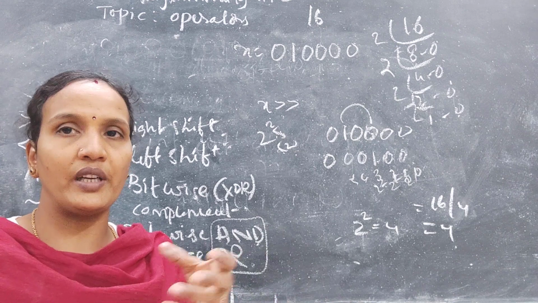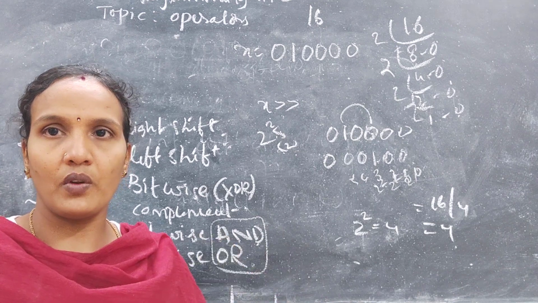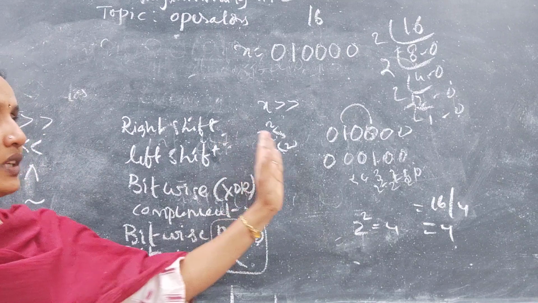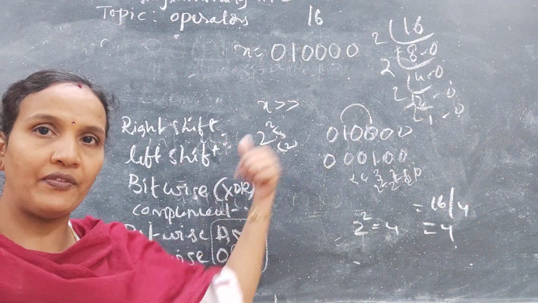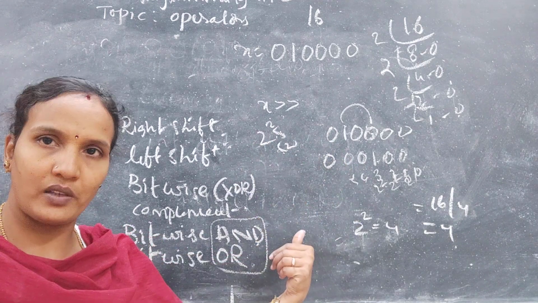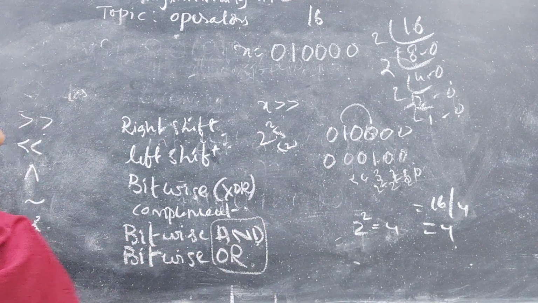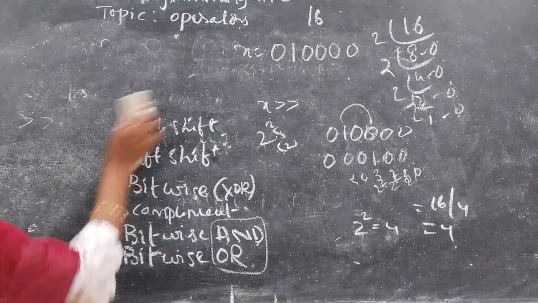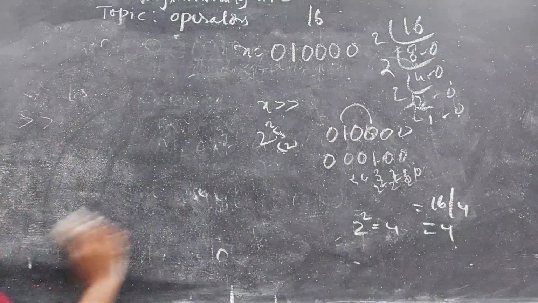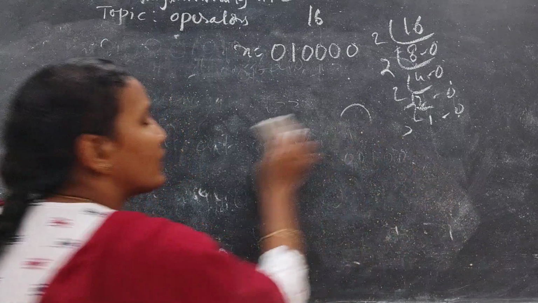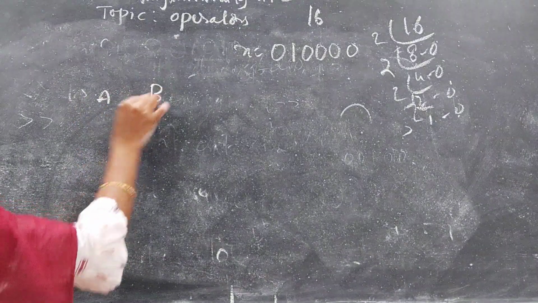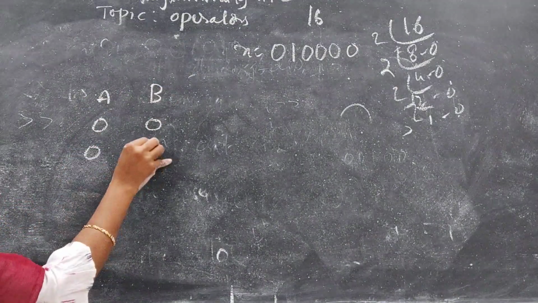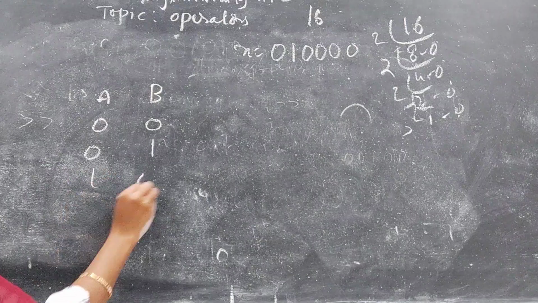Just for a time, try to concentrate on what I am explaining. Okay, so here right shift means whatever value is there is moved 2 places forward. If it is a left shift, it means 2 places backward. Okay, and AND and OR are like a truth table. Whatever truth table you have in SSC, you can take that truth table. So for the AND operator, you can use the truth table like this: 0, 0, 0, 1, 1, 0, 1, 1.